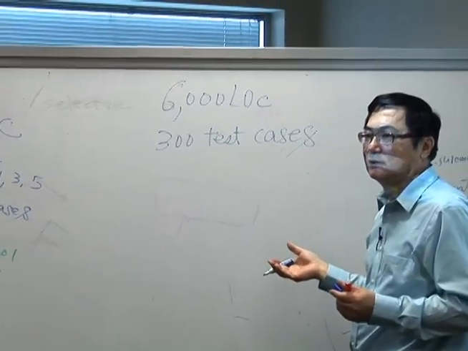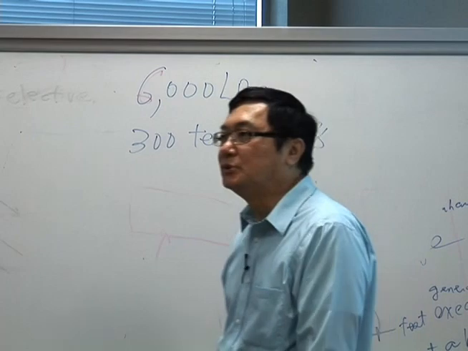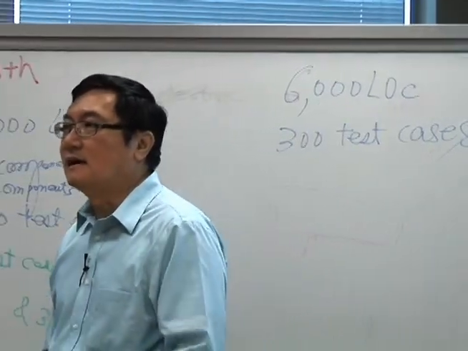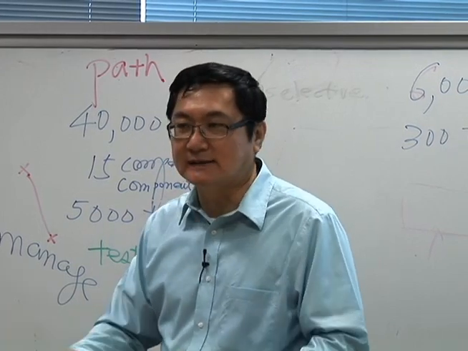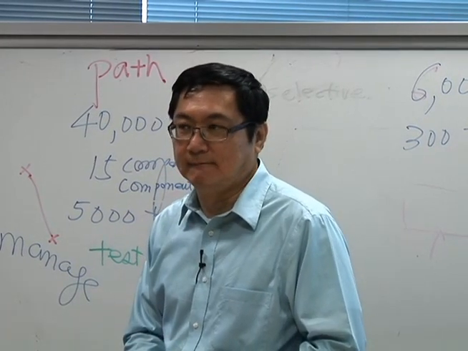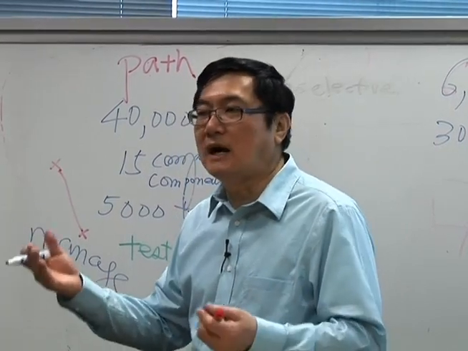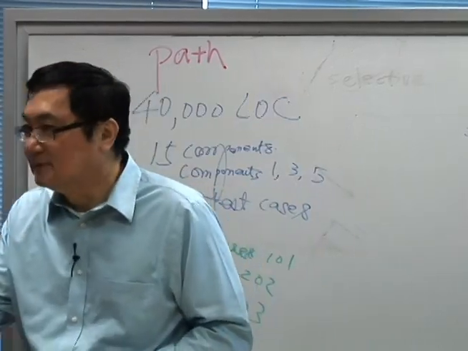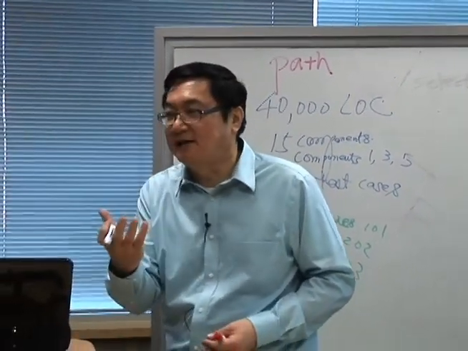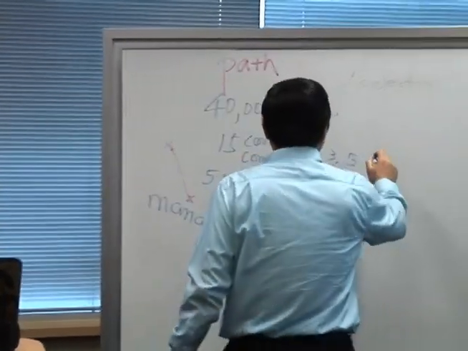6,000 lines of code, 300 test cases. What I want you to record is how many times each basic block is executed. Very straightforward. How are you going to design the mechanism to help you save this information at runtime?